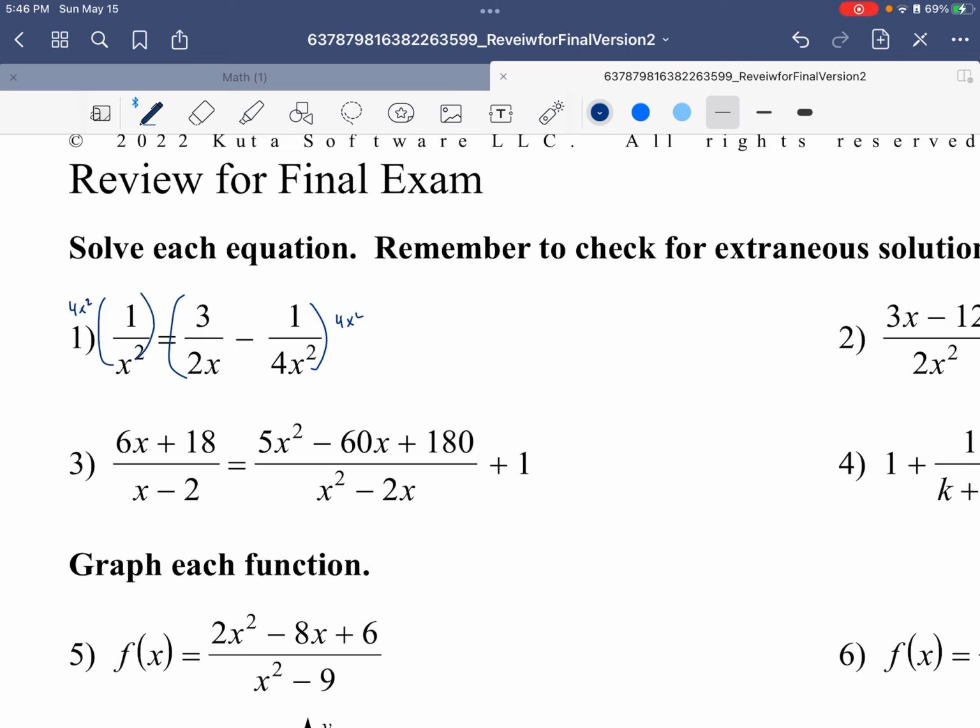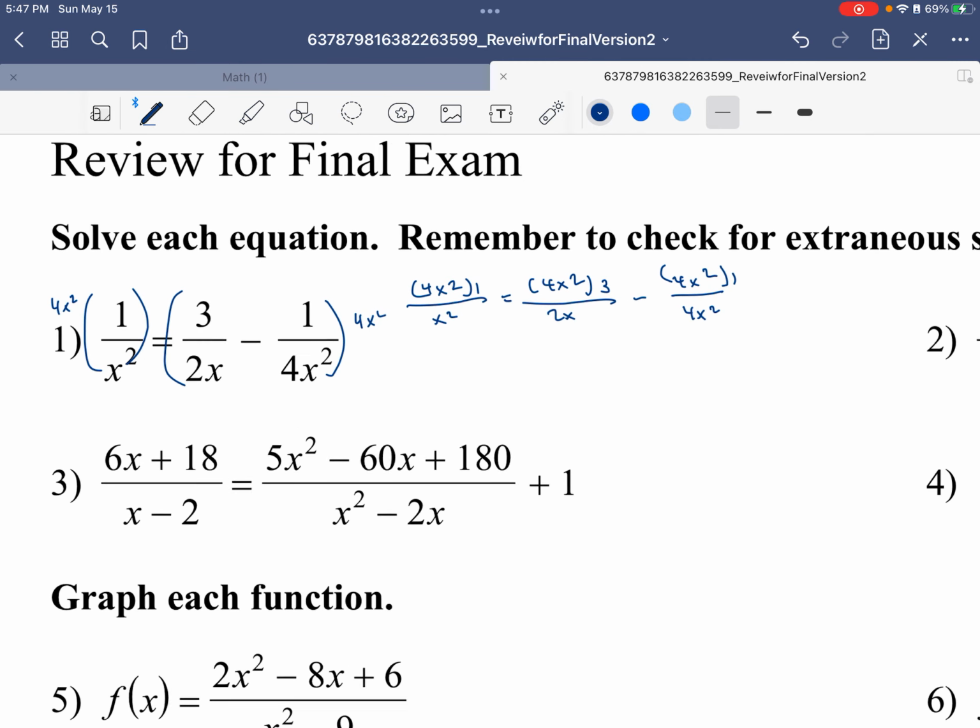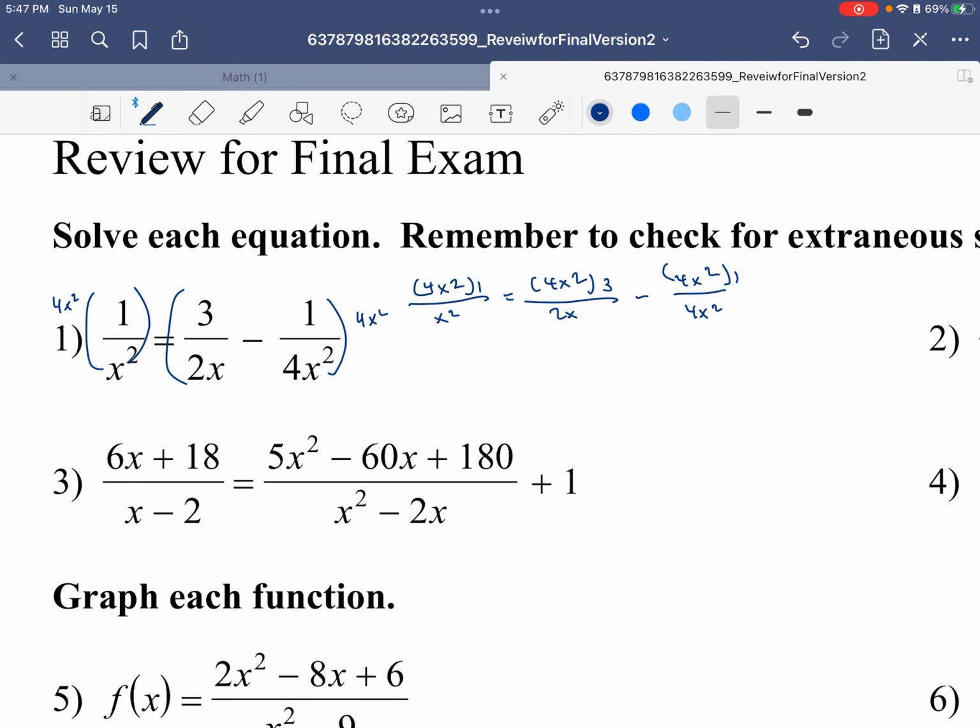And what that means is 4x squared times 1 over x squared equals 4x squared multiplied by 3 over 2x minus 4x squared times 1 over 4x squared. So what I did is I just rewrote it with 4x squared being multiplied to each of these terms. So let's rewrite.